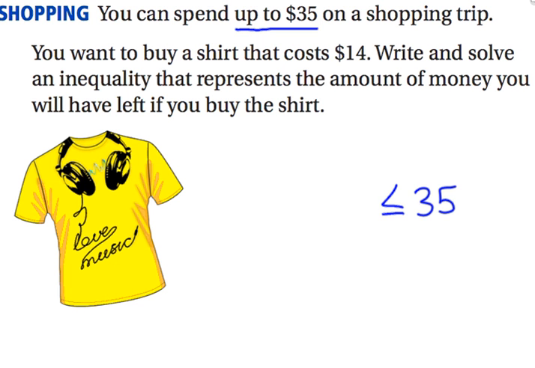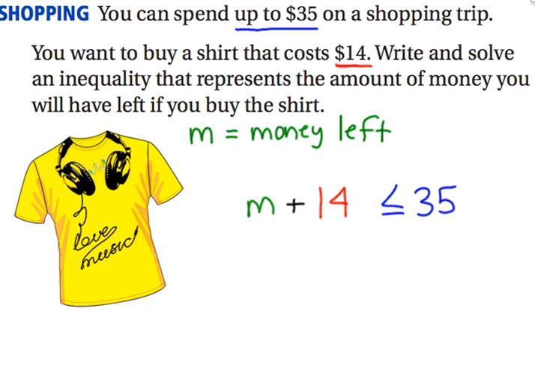Okay, it says you want to buy a shirt that costs $14 and you want an inequality that shows how much money that you will have left. So let's actually pause and define the variable. So I'm going to say M represents money left, how much money you have left. So total, the money you have left, combined with or added to the amount that you're going to spend, all together needs to be less than or equal to 35. All right, now we just need to solve it.